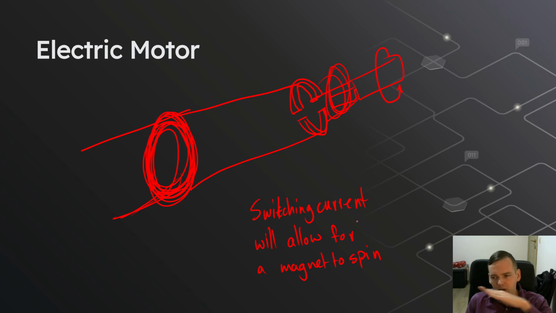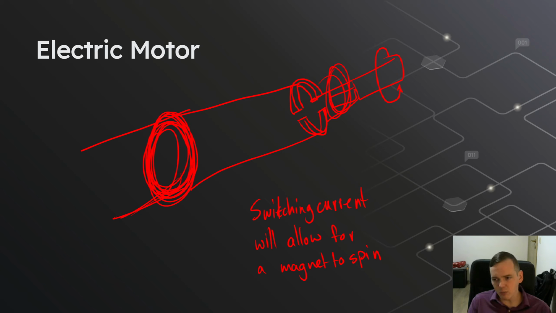So if I run the current one way, then run it the other, and I just keep switching it back and forth, and I've got a magnet nearby, that will cause the magnet to spin. Then we can just attach something to the magnet, and that will create your motor, because you just plug something in, start it spinning, and it'll go.